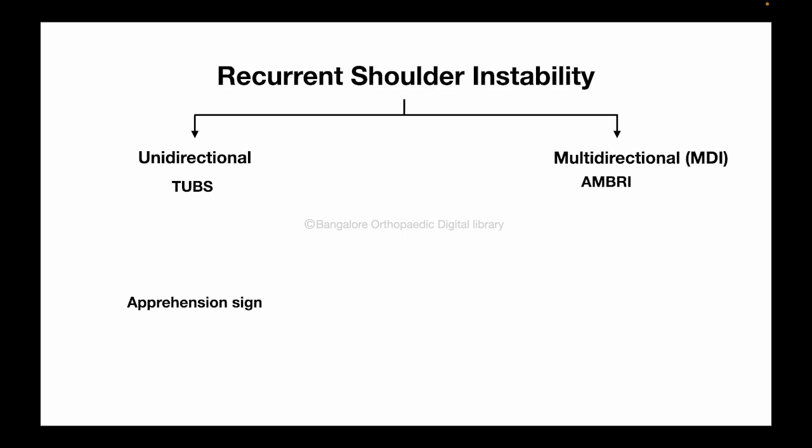Clinically, an apprehension sign is elicited in unidirectional instability when the arm is moved into a dislocatable position. In MDI, the patient may be able to voluntarily subluxate or dislocate the shoulder, and they also exhibit signs of generalized ligamentous laxity. As I mentioned earlier, the treatment of unidirectional instability is surgical.